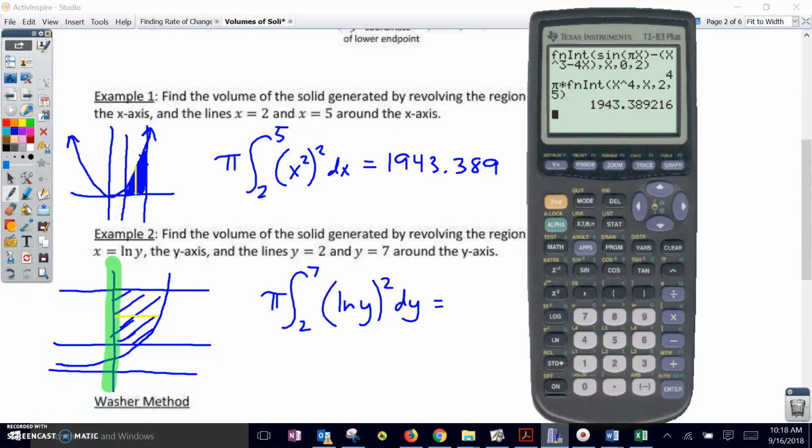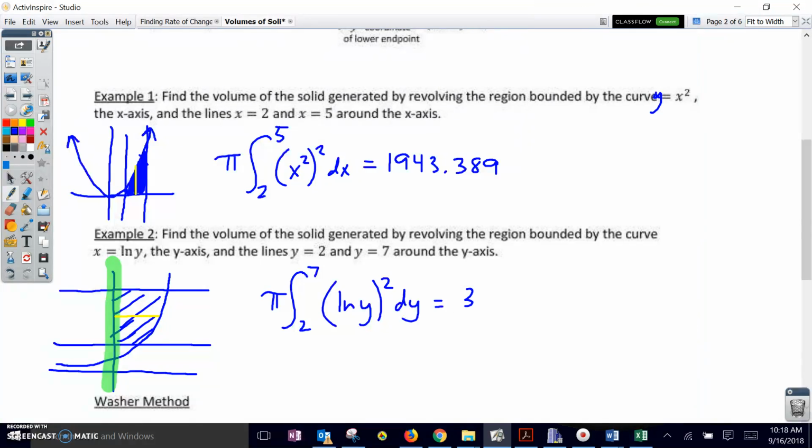And I'm going to go ahead again and calculate this on my calculator. So I've got pi times the integral of quantity natural log, and again my calculator is going to use x, that whole quantity squared. Make sure you square the whole quantity and not just the x. From 2 to 7. And we end up with a volume of 34.793.